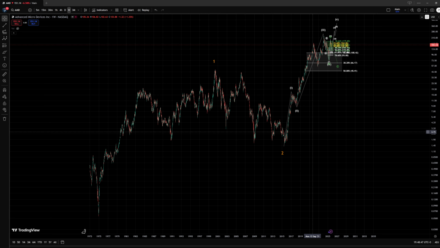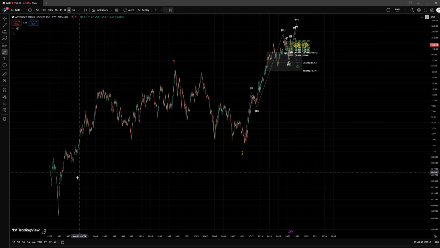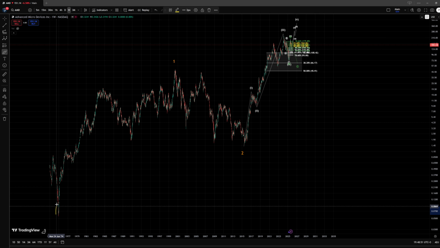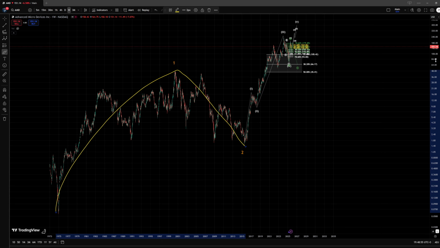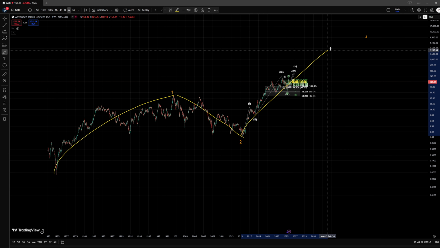In this video we are looking at AMD, and on this chart we are tracking here on the long time frame a wave 1 up, and then we have our wave 2 down here, and now we would be in a third wave that is developing here to the upside.